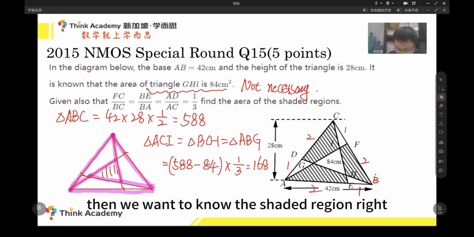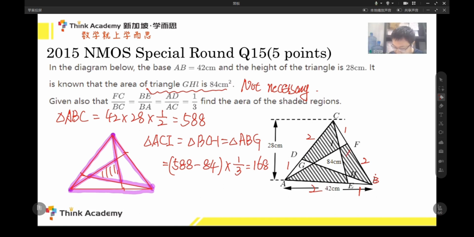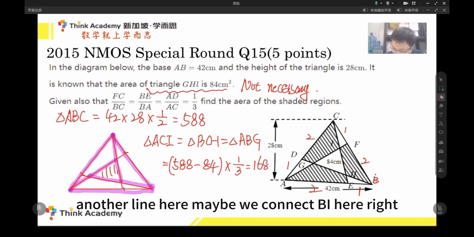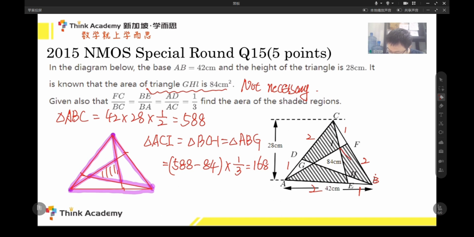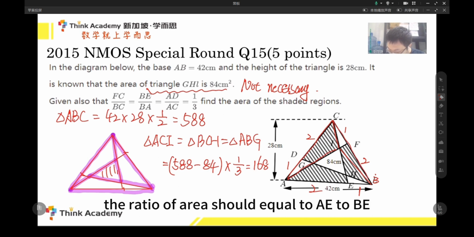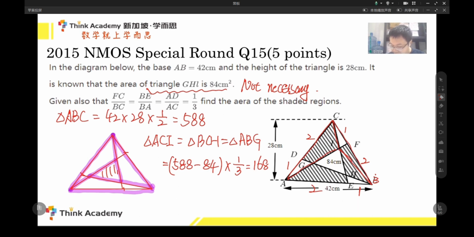And then we want to know the shaded region, right? Say the shaded region is like this. Then we connect another line here. Maybe we connect BI here, right? So we connect BI. Then ACI and BCI, absolutely they form a dovetail model, right? The ratio of their areas should equal AE to BE, which is 2 to 1. So we can find BCI to be half of ACI, which is 84.